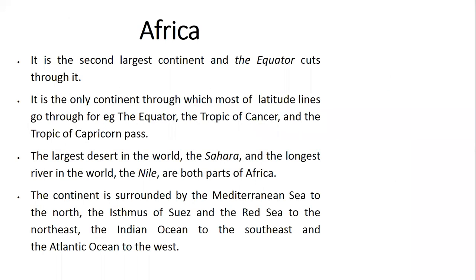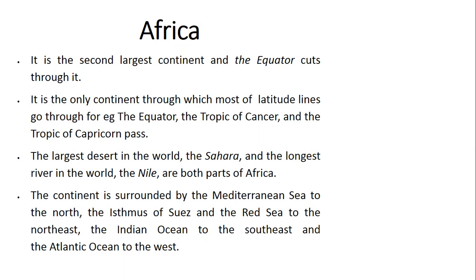Africa. It is the second largest continent and the equator cuts through it. It is the only continent through which most of the latitude lines go through. For example, the equator, the Tropic of Cancer and the Tropic of Capricorn.